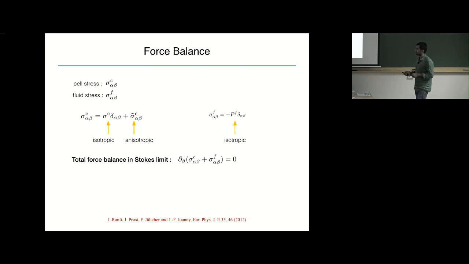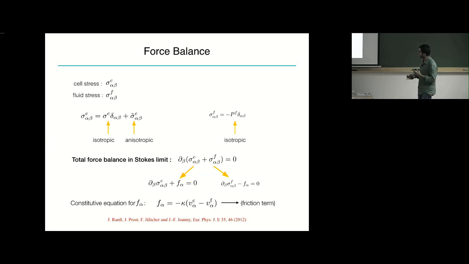Now the total force balance in the Stokes limit can be written as the divergence of the total stress equal to 0. This can be divided into two parts: one is the force balance for the cells and the other for the fluid. Here F alpha denotes the momentum exchange between the cells and the fluid. F alpha is given by this kind of expression, proportional to the relative velocity difference between the cells and the fluid, with kappa as the permeability.